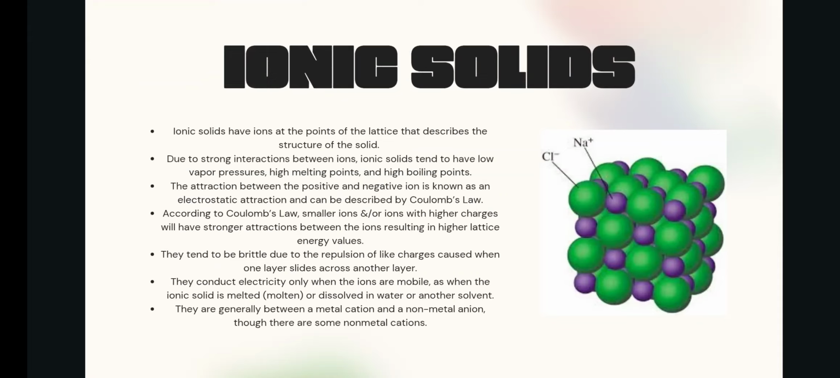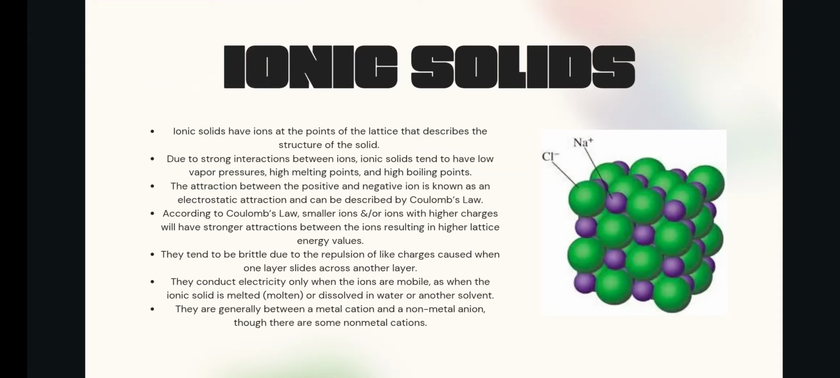Ionic solids. Ionic solids have ions at the points of the lattice that describe the structure of the solid. Due to strong interactions, ionic solids tend to have low vapor pressure, high melting points, and high boiling points. The attraction between the positive and negative ions is known as an electrostatic attraction and can be described by Coulomb's law. According to Coulomb's law, smaller ions and/or ions with higher charges will have a stronger attraction between the ions, resulting in higher lattice energy values.